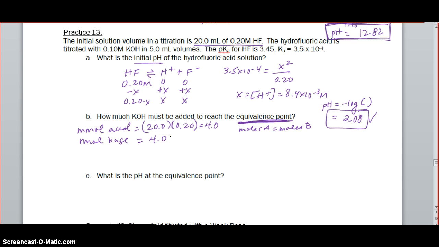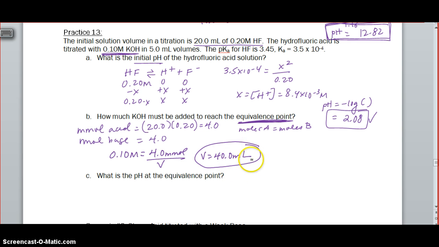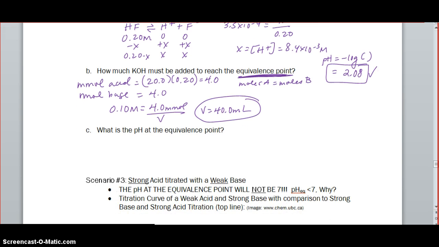So if I need 4 millimoles, and I know the concentration is 0.10, then I can certainly solve for the total volume. So I want 4 millimoles, and I'm solving for V, which will be in milliliters. So multiply both sides by V, divide by 0.1, V comes out to 40 milliliters. So we would need 40 milliliters of base in order to reach the equivalence point. And then it says, what would the pH be at the equivalence point?